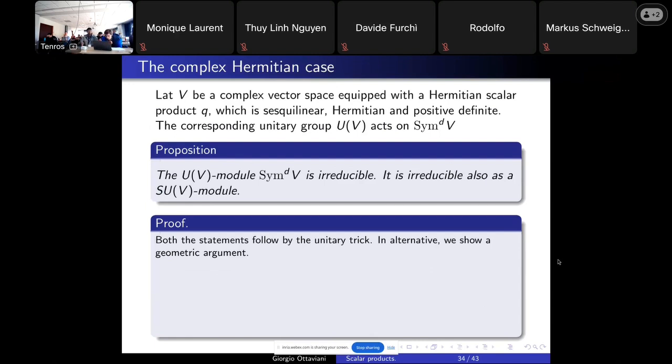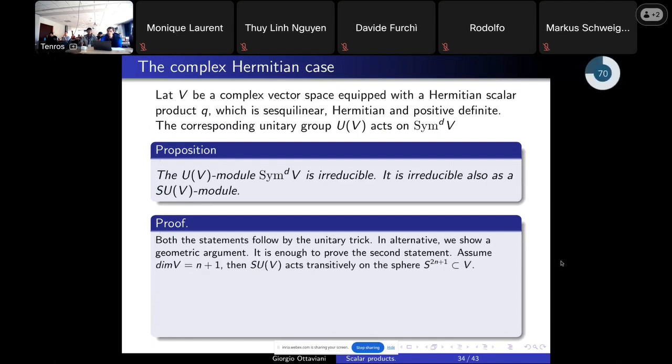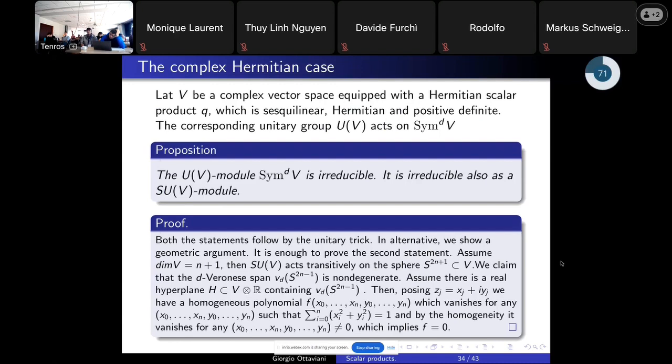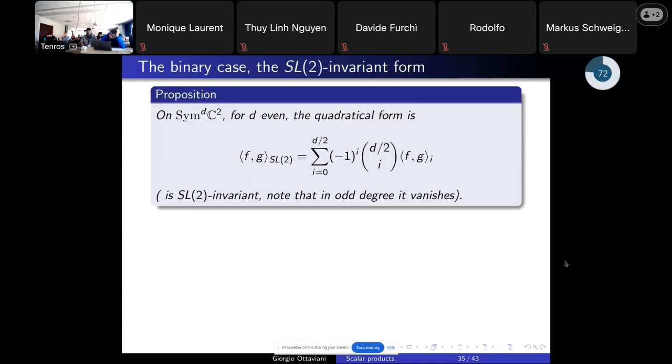And indeed, here there is a geometric proof that, again, instead of the quadric, you have the sphere. This is the real sphere. But also on the real sphere, you have a transitive action of the unitary group. And so the same proof as before gives the irreducibility. Let me skip the details.